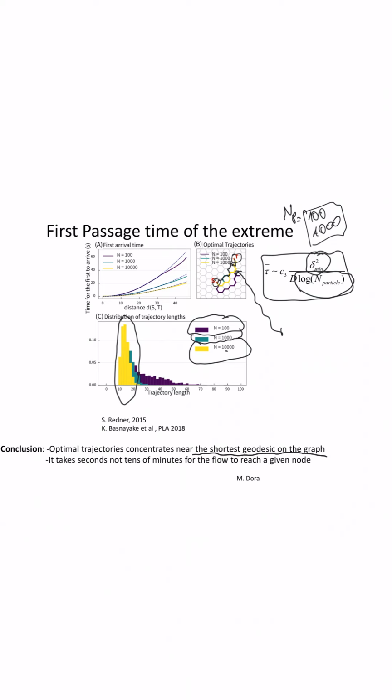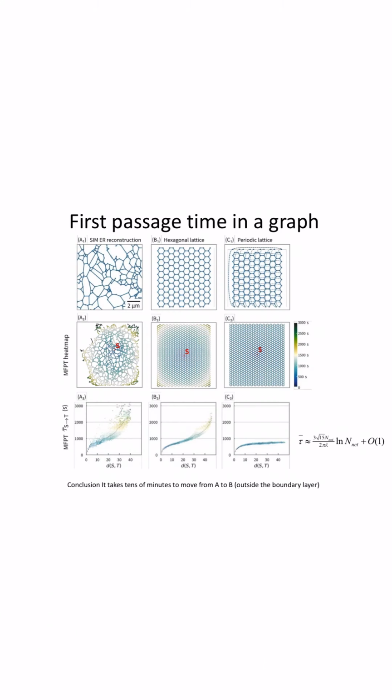And we found that it takes seconds and not tens of minutes for the flow to reach a given node inside the ER. So that could be a reason for the redundancy of many of the matured proteins. And 10, and so we are done.